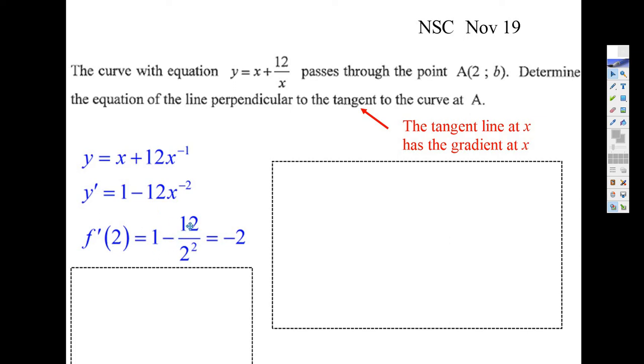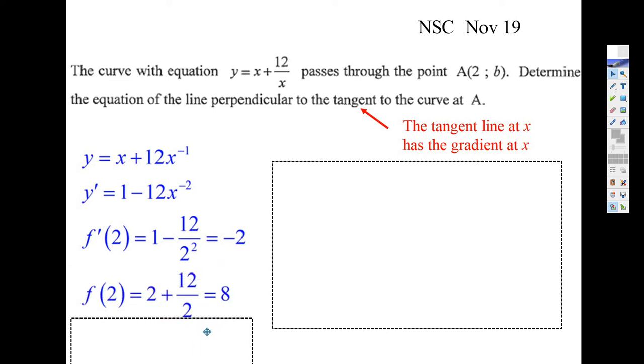Well, let's do that. We go 12 over 2 squared. Well, 12 divided by 4 is 3. 1 minus 3. The gradient is negative 2 right at this point. And we can find the b value just by putting x is 2 in there: 2 plus 12 divided by 2, 2 plus 6 is 8. Okay, that's some information to go on. We know that A is (2, 8). We know the gradient right there is minus 2. That's quite a bit to do.